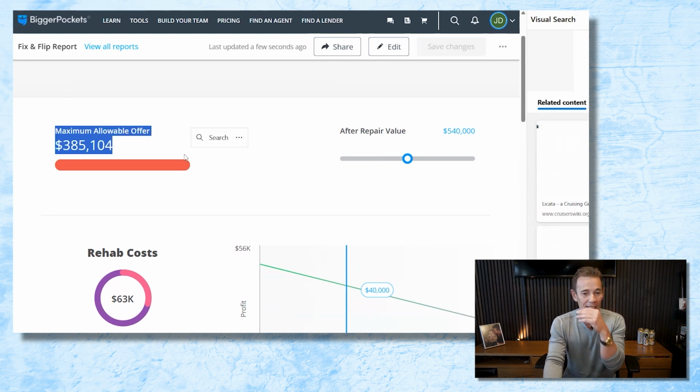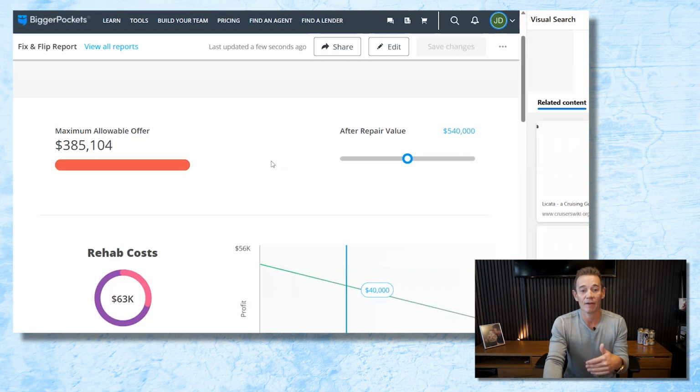So as we see, it calculates what my offer price should be based on all the costs we're in. So based on all the information that we put on the property, the $540,000, the general holding cost at $4,500 a month, the rehab at $45,000, the BiggerPockets calculator is telling me I should offer $385,000 to make my $45,000 profit. And it's calculating based on the after repair value and the rehab costs.